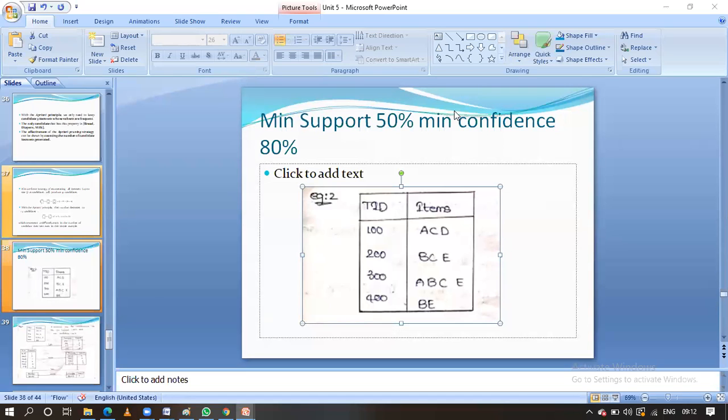Candidate 1 item set means all the items. How many items are there? A, B, C, D, E. For each of them, we also have to write how many times it is repeated.